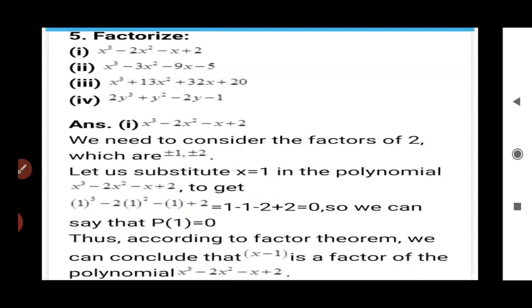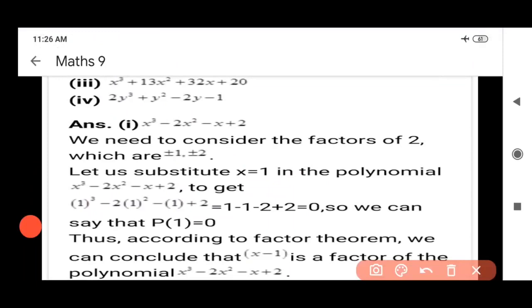Sum number 5. We already solved this method in example 13. Sum number 5: factorize x cube minus 2x squared minus x plus 2. The given polynomial is a cubic polynomial. So now we are going to solve using the method of example number 13. Answer: x cube minus 2x squared minus x plus 2.